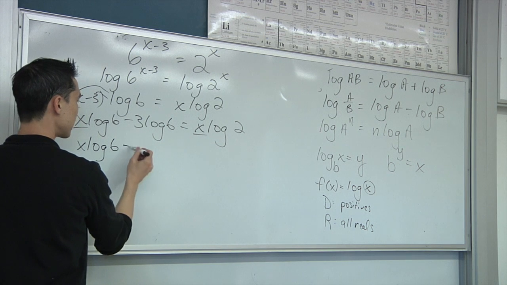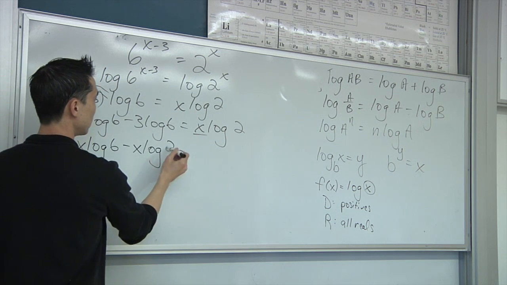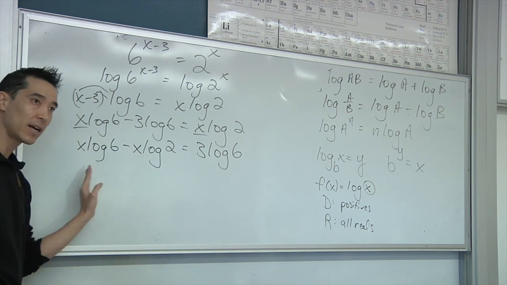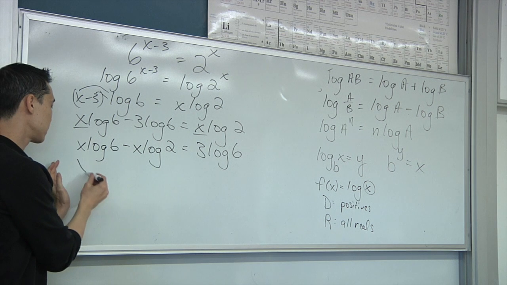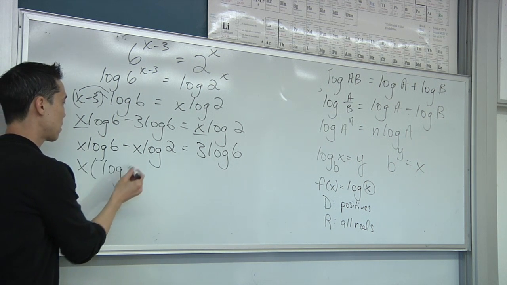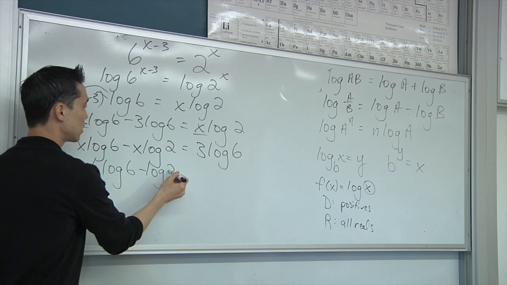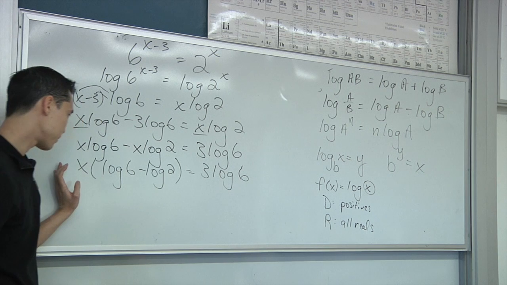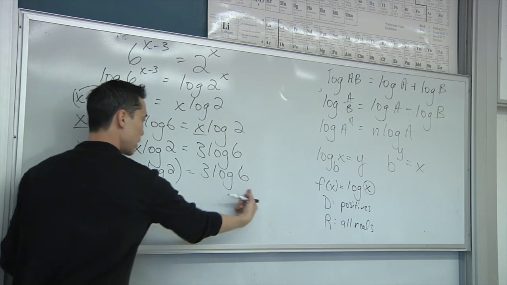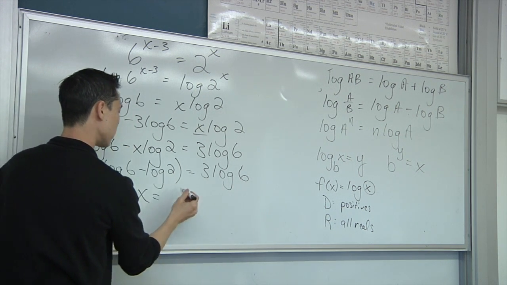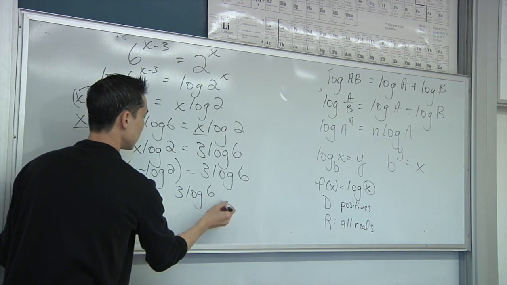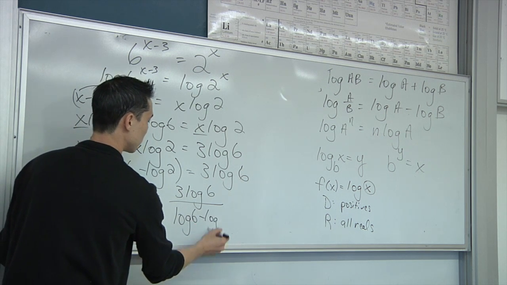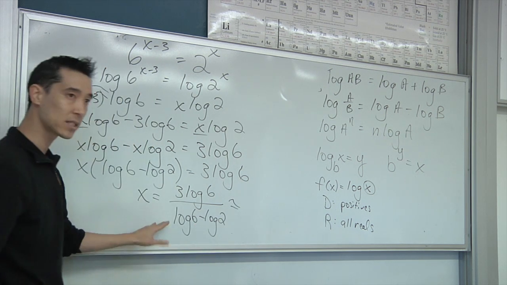x log 6 minus x log 2 equals 3 log 6. Then factor out an x. There's an x in both of these. Factor it out. Log 6 minus log 2 equals 3 log 2. I'm sorry, 3 log 6. Okay. Dividing both sides by this big chunk here, and we get x equals 3 log 6 divided by log 6 minus log 2. Okay, guys, go to your calculator and approximate this for me, please.